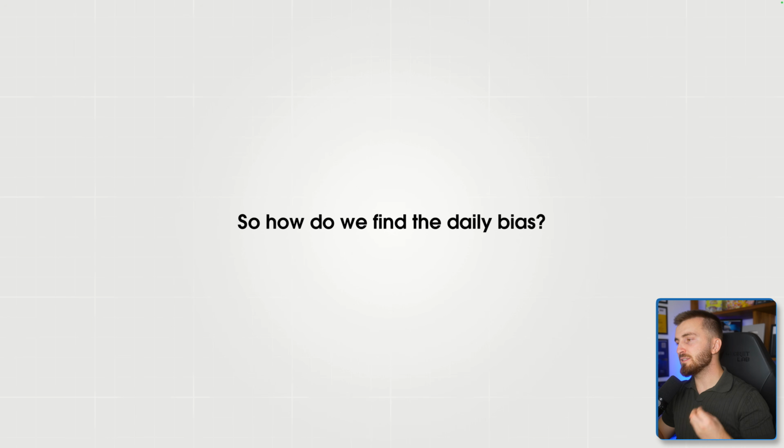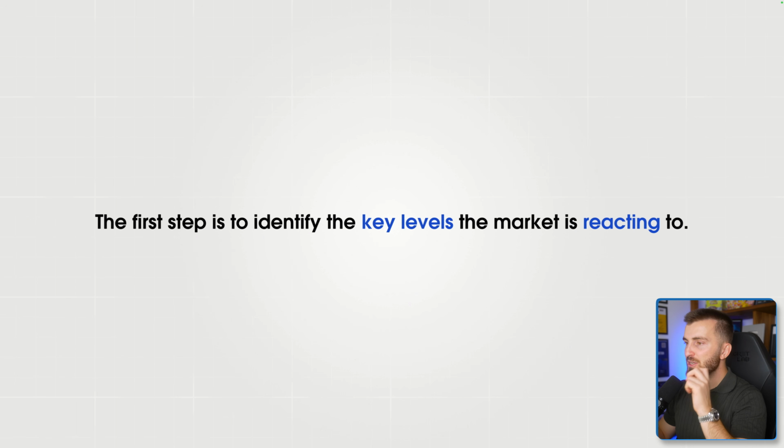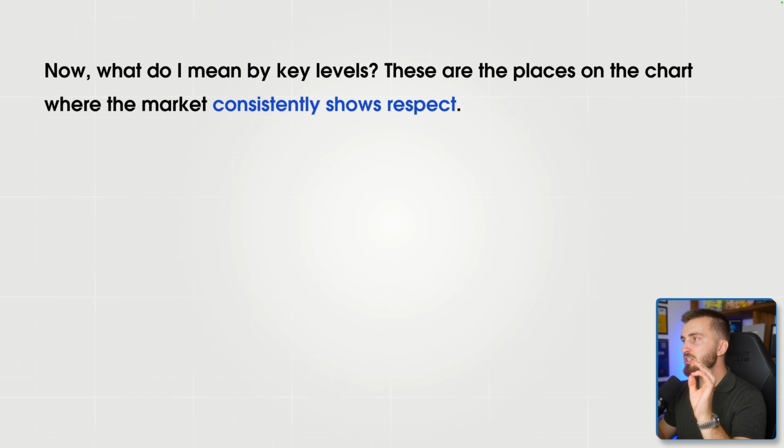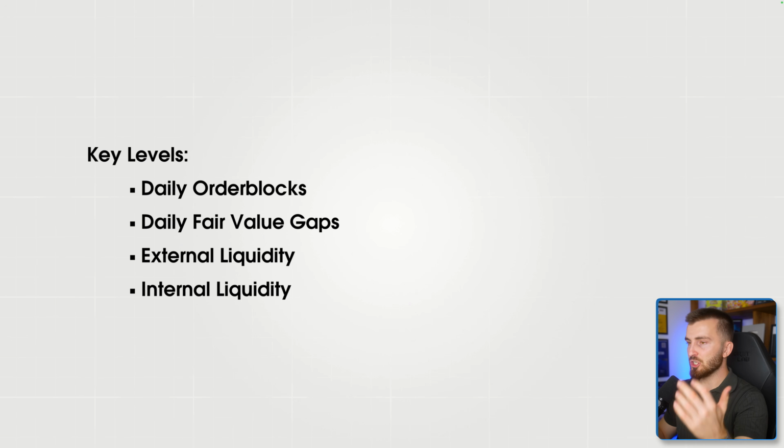So how do we find the daily bias? The first step is to identify the key levels that the market is reacting to. Now, what do we mean by key levels? These are places on the chart where the market is consistently showing respect, such as daily order blocks, daily fair value gaps, external liquidity, internal liquidity.